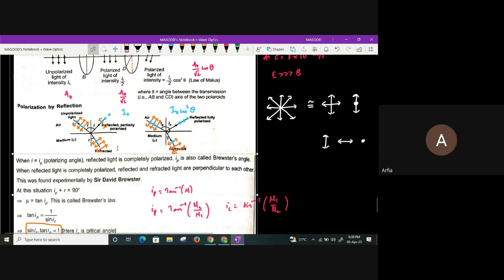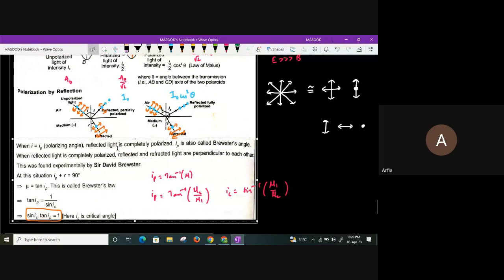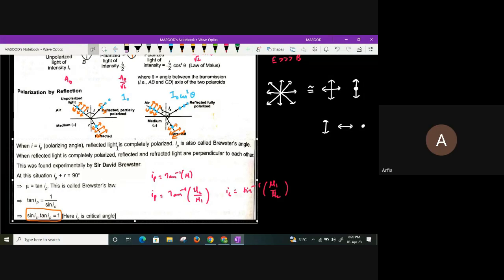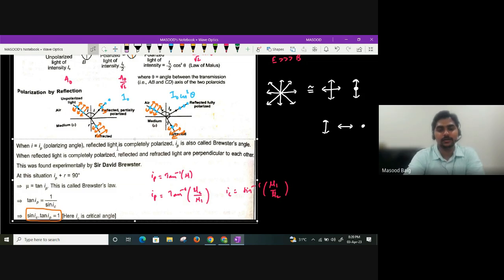Okay. Sir, can you repeat polarization by reflection again? What point do you want me to repeat? Sir, about two cases, unpolarized light and polarized light you gave me. Reflected light and refracted light.